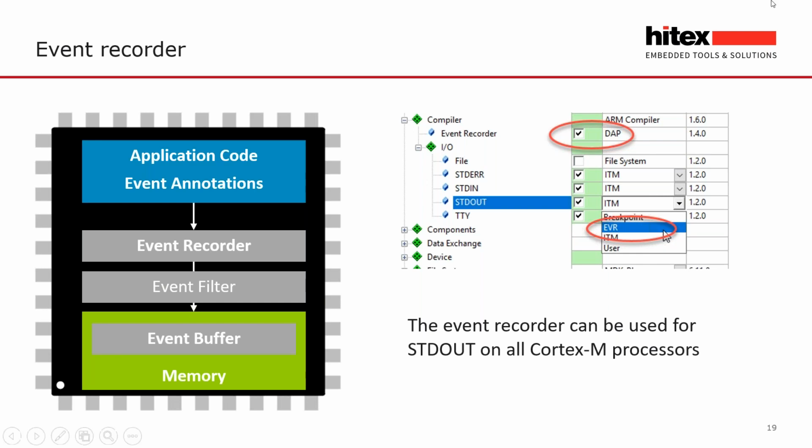So here we have to enable the event recorder, again within the compiler section of the runtime environment. So here we tick event recorder, and then in the standard out box, we can change from using the ITM to using the event recorder. So now when we use a printf command, it will write into the event recorder and then be copied up into the debugger and displayed in the console window. So again, this is extremely useful when you're working with an M0, M0+.